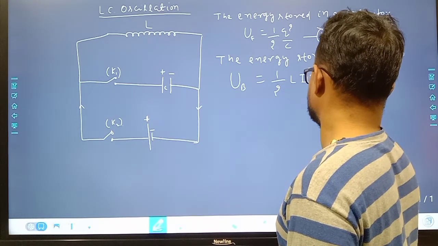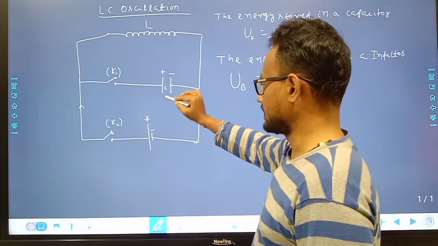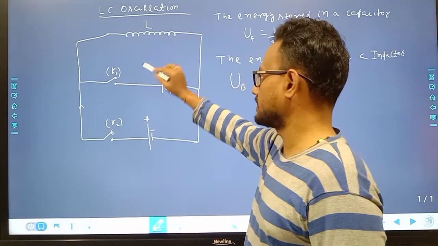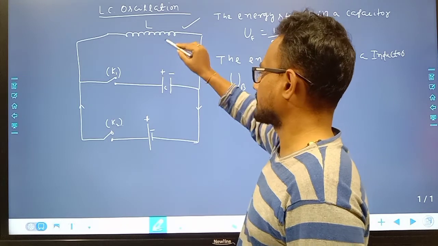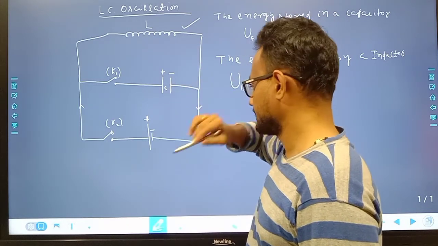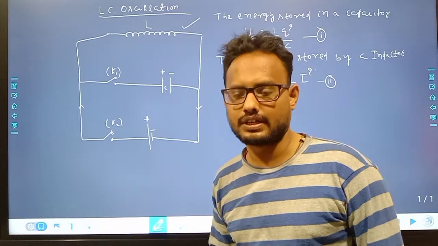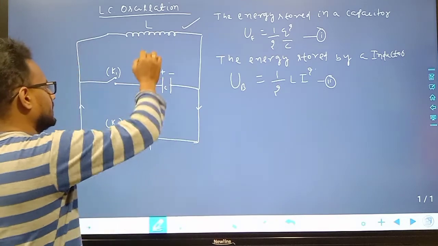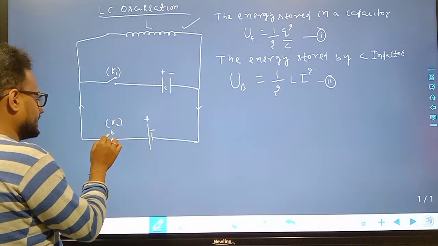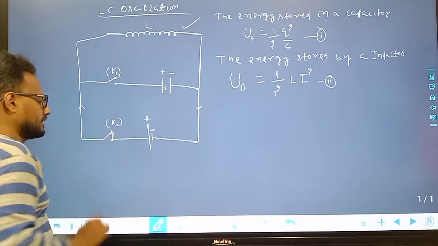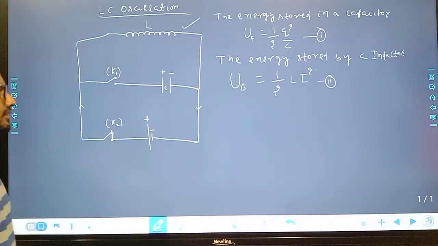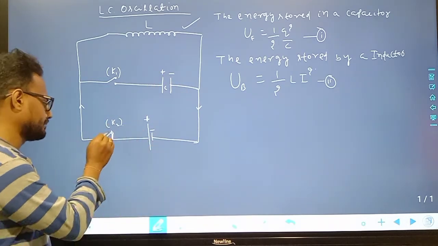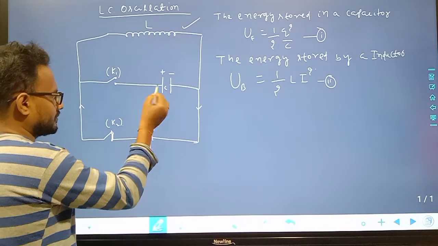LC oscillation means the electrostatic energy and the magnetic energy are repeatedly exchanged in an LC circuit, with an inductor of inductance L and a capacitor of capacitance C. So we will discuss how LC oscillation occurs. Consider an inductor of inductance L connected to a capacitor. When the key K2 is closed, initially the capacitor has no charge. This is called the charging condition of the capacitor.